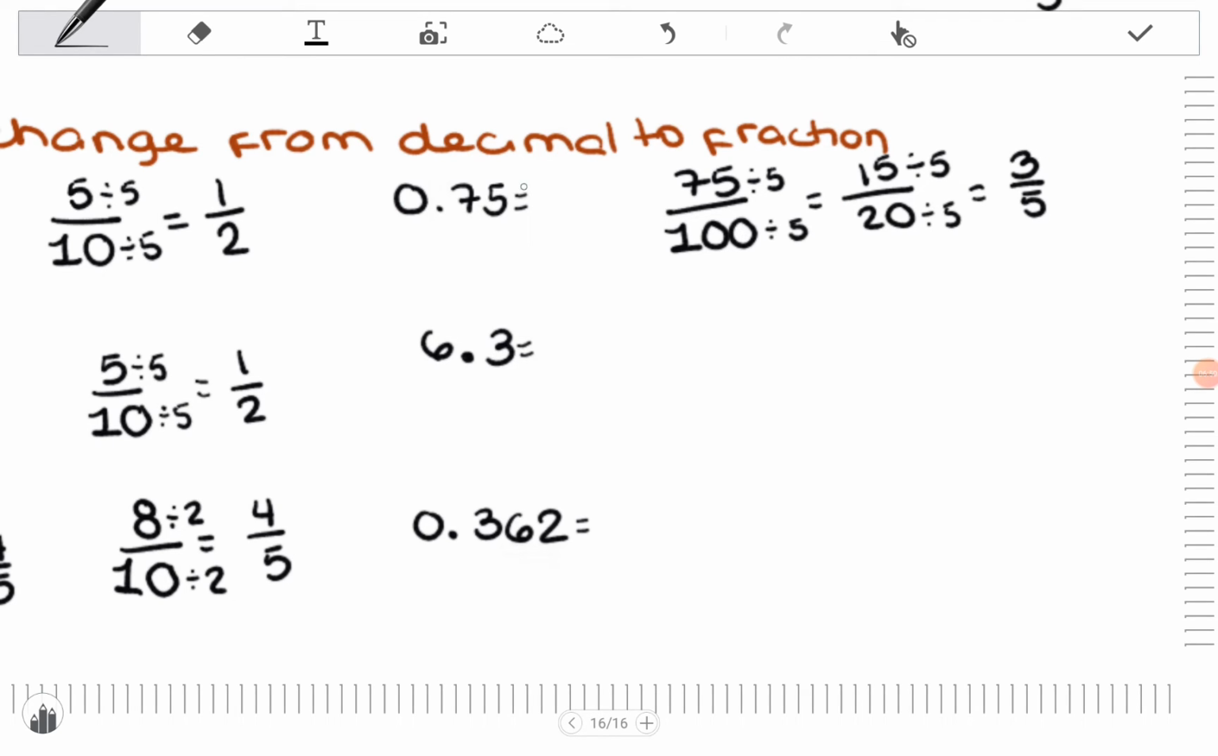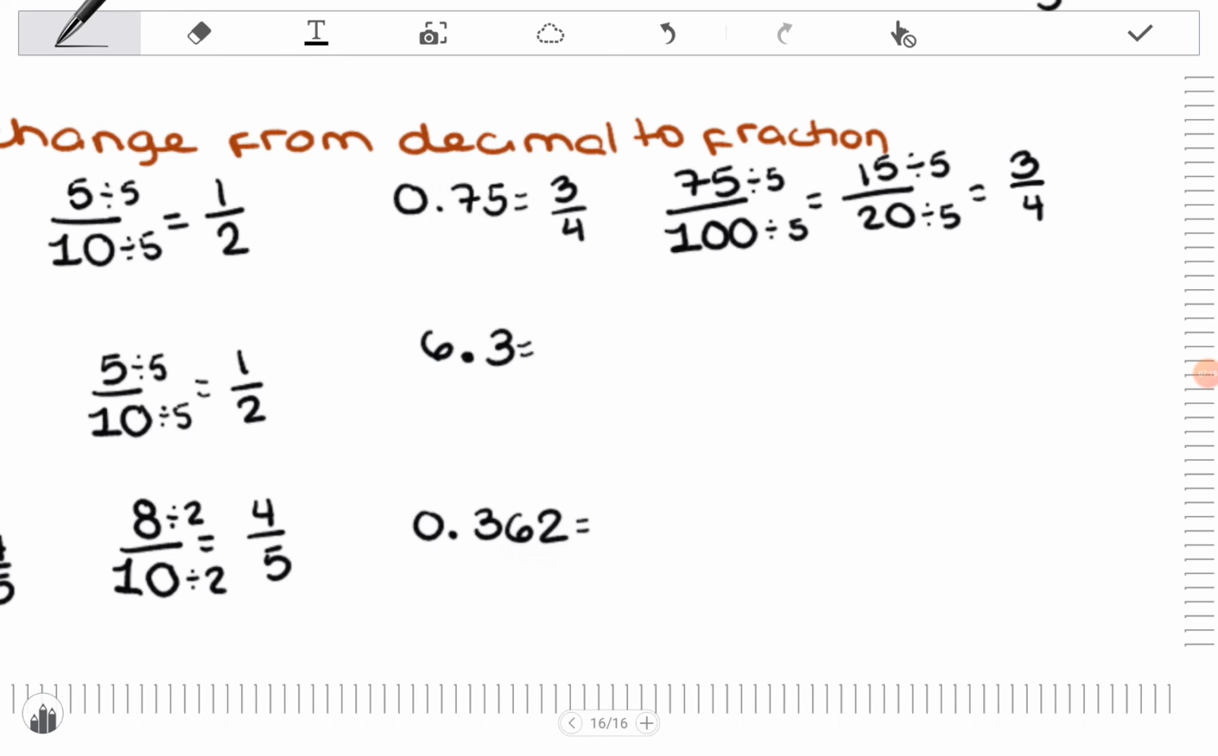And 0.75 is the same as saying 3 over... Okay, sorry, I made a mistake and I hope you realized it. 20 divided by 5 is 4, not 5. Sorry for that. So, once again, 3 over 4. So, 0.75 is 3 over 4. Sorry for my mistake.